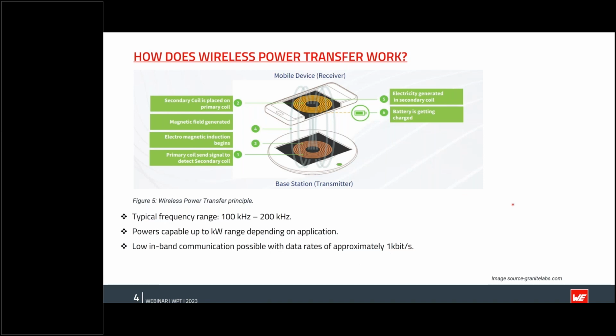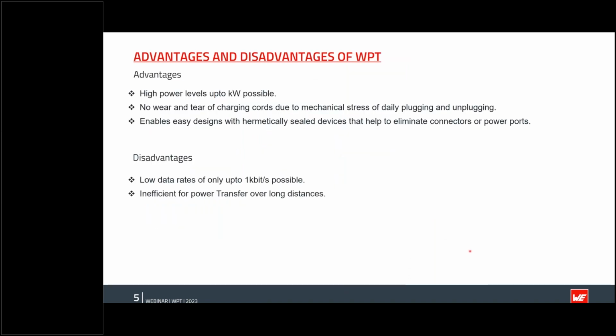So it's very important to make sure that the mobile phone is aligned correctly on the transmitter. Otherwise, due to some small misalignments, there may be a loss in efficiency and your phone might not charge so efficiently. So from this, you can already deduce a few advantages and disadvantages of wireless power technology.